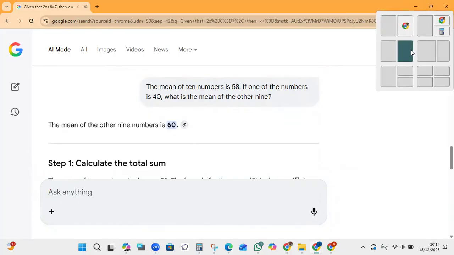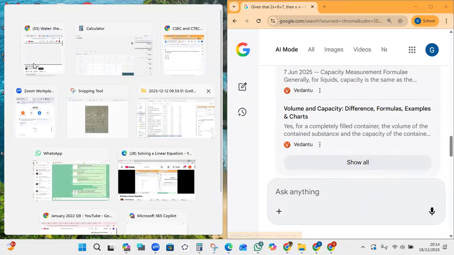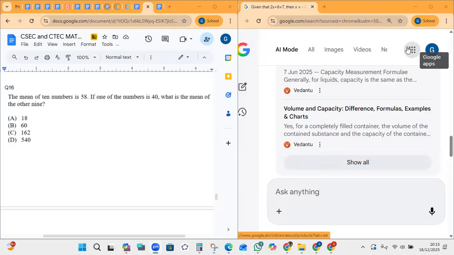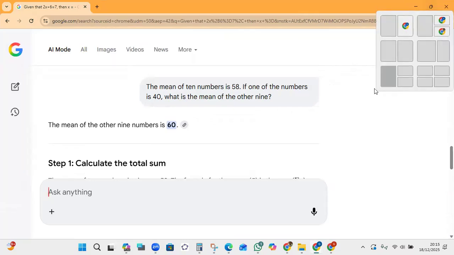So let us see if this is an option. Sorry about that, that was another window. And the option is B. So let's go back to AI to see how AI is going to explain how it got 60.